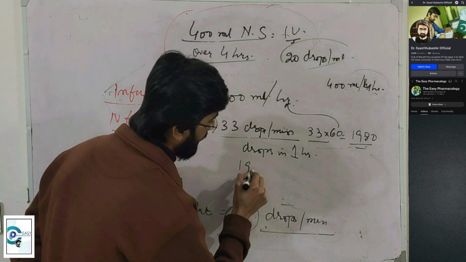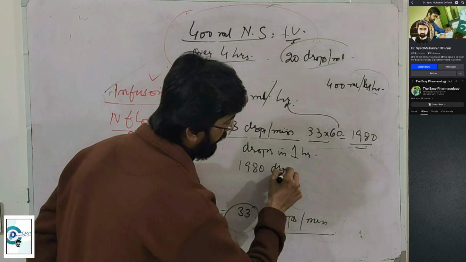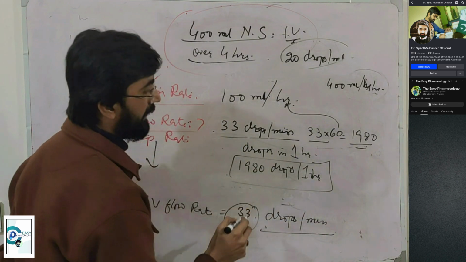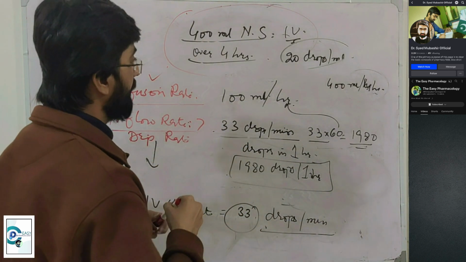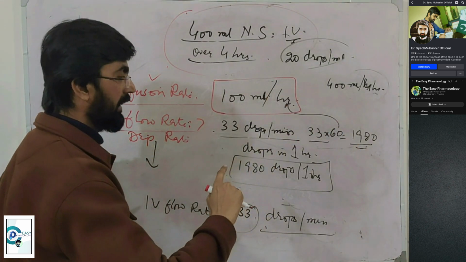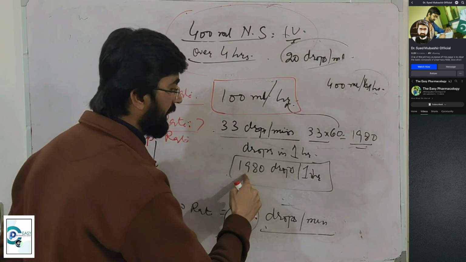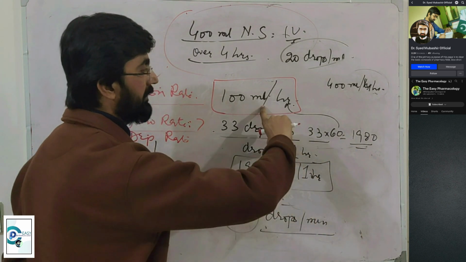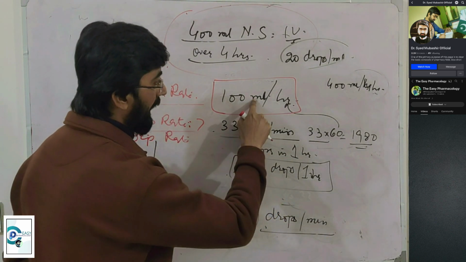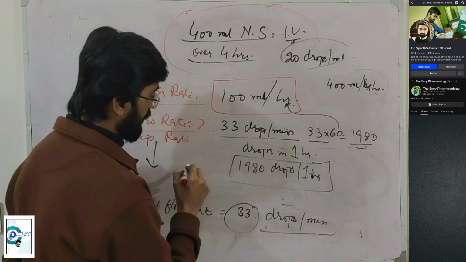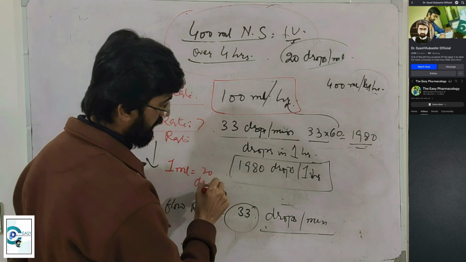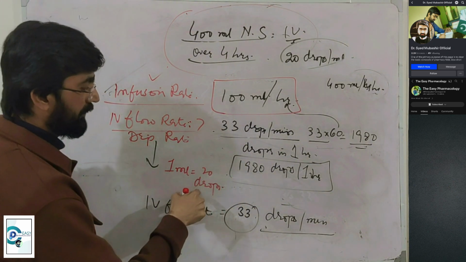So 1980 drops per 1 hour. 1980 drops per 1 hour. This is same as this one, 100 ml per 1 hour. If you are going to deliver 1980 drops per 1 hour, this is the same thing. How can you justify? This is ml, this is drops, and you know that 1 ml is equal to 20 drops. 1 ml is equal to 20 drops.